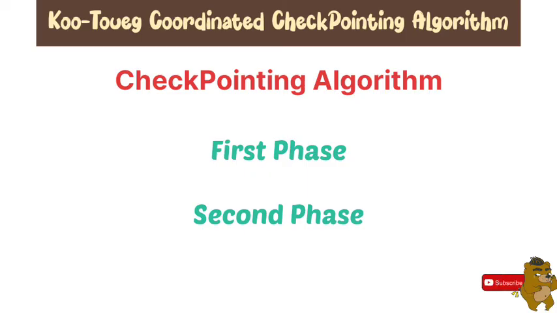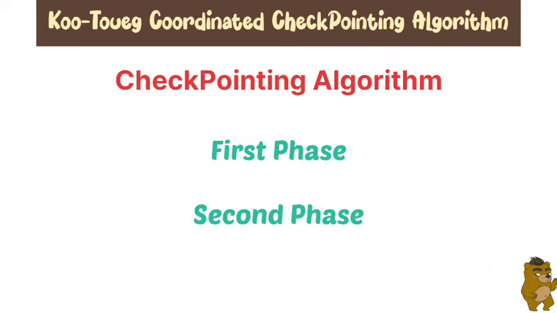In the first phase, an initiating process, let us take process P, first takes a tentative checkpoint and requests all the other processes to take tentative checkpoints. It also checks the acknowledgements to see whether the processes have taken the tentative checkpoints. After every process takes the tentative checkpoint, the initiator decides whether to make the checkpoints permanent or discard them. This is the first phase.